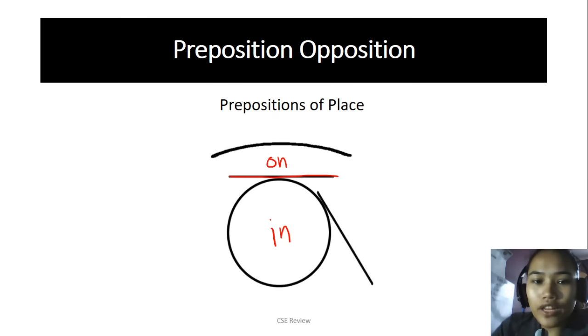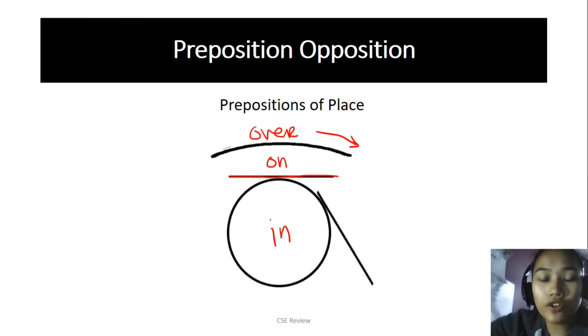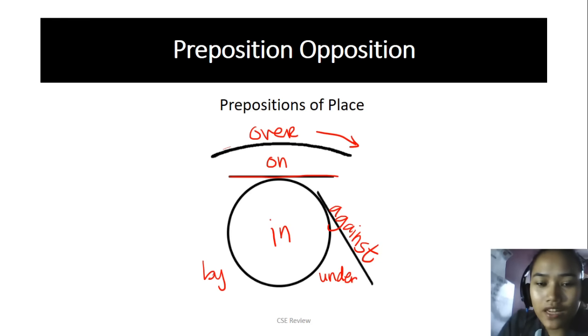Ngayon, itong over na yan, okay, yan yung ibabaw. And it's actually a form of movement. So, the cow jumped over the moon. Pag nakasandal, this is against. Okay. Pag dito sa ilalim, this is under. Pag by, by, it's here or here. Ibig sabihin ng by is beside or sa tabi.